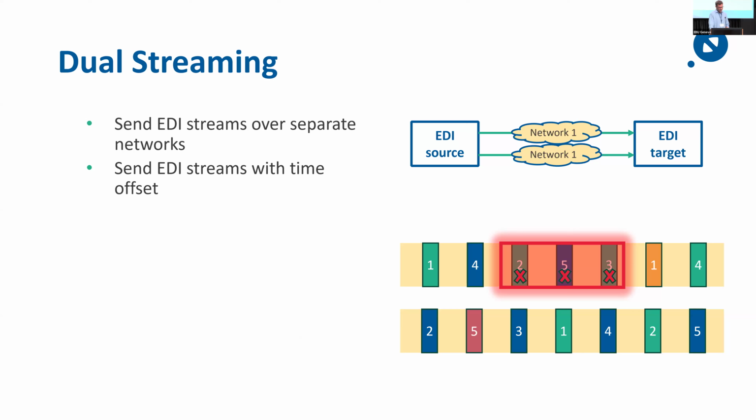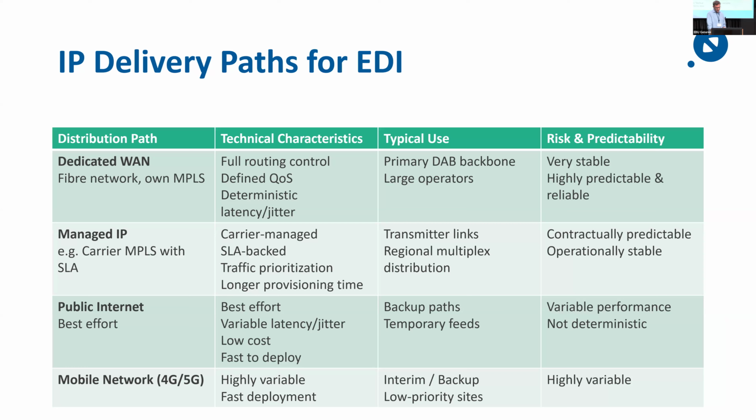I don't have to tell much about this here. What we call dual streaming is basically sending out 2 identical streams, either over separate networks for redundancy, or you can send them with a time offset. And this is what Wolfgang and Lars Peter have already explained. It makes it even easier to take fragments from the different streams and build a continuous output stream out of it. So the built-in features in DCP and EDI help us a lot for managed IP connections.